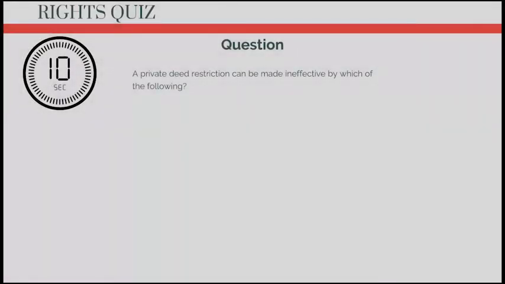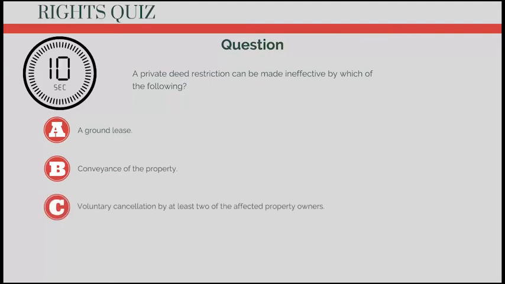A private deed restriction can be made ineffective by which of the following? A, a ground lease. B, conveyance of the property. C, voluntary cancellation by at least 2 of the affected property owners. Or D, a conflict with zoning laws. The answer is D, a conflict with zoning laws.